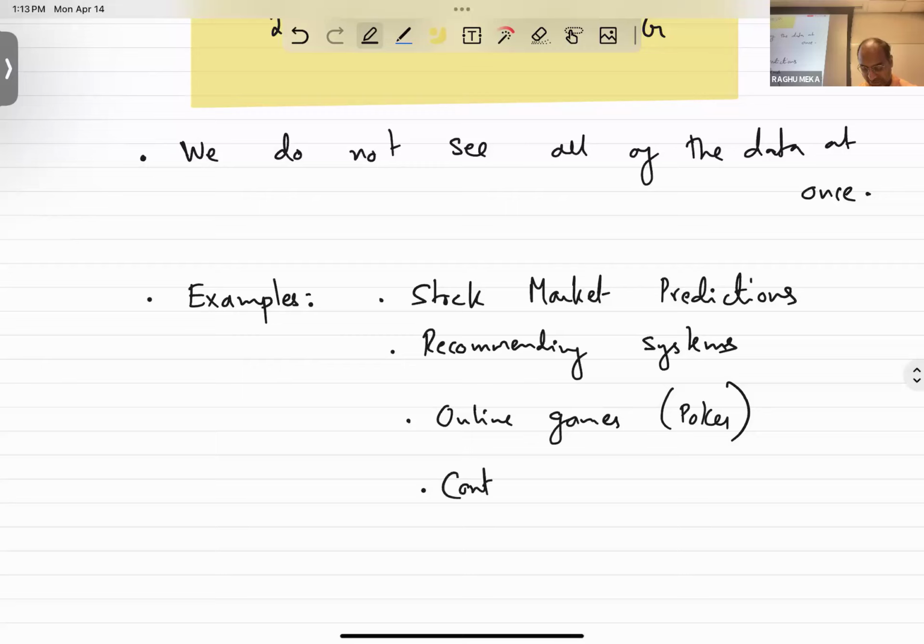Let's say control systems is another. In fact, one of the most important examples is like autonomous cars, for example. The way they're trained and so on, there's a lot of stuff that happens online.